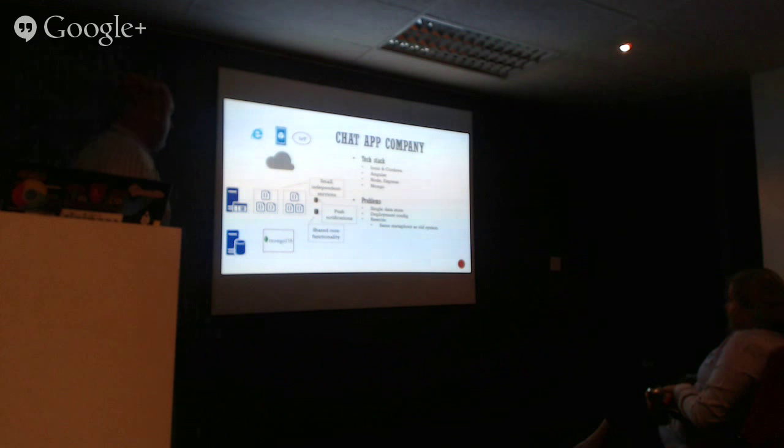So the next one is a chat app that we're doing for a startup. And this one's using Mongo as a database. You can see a little bit of a trend developing there.